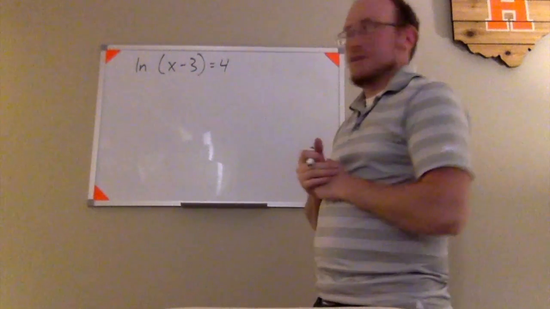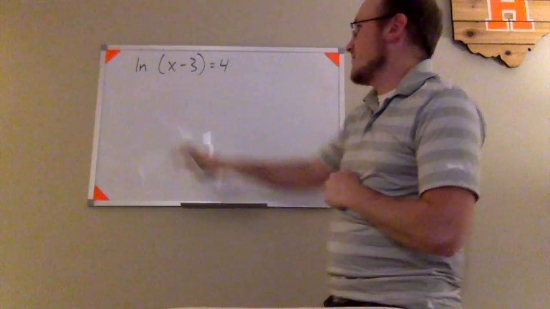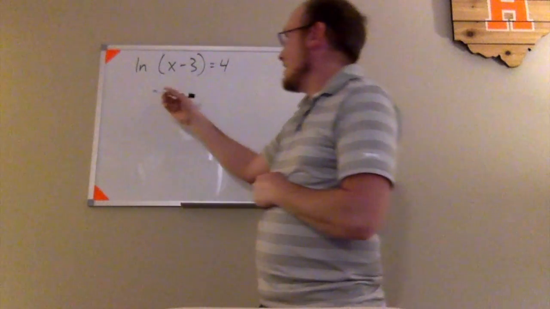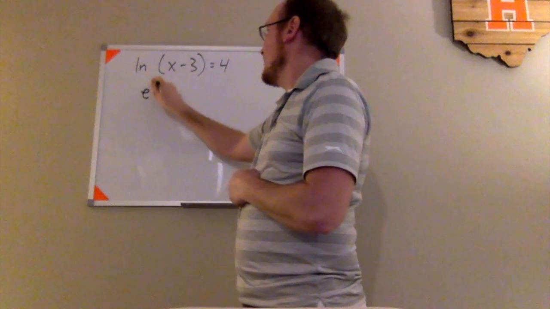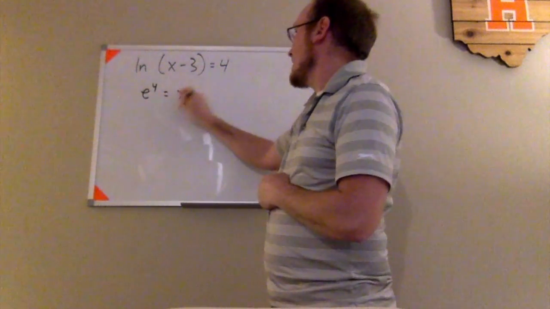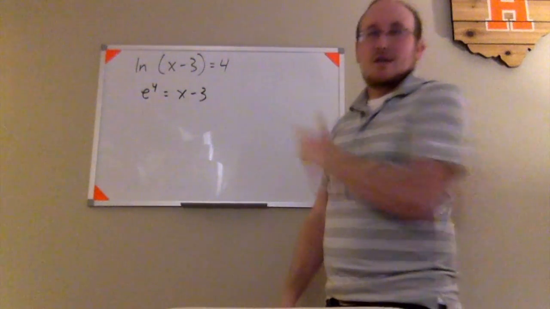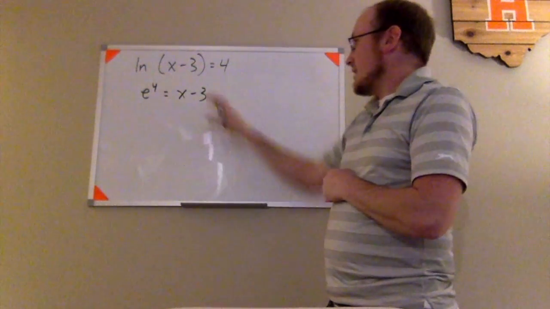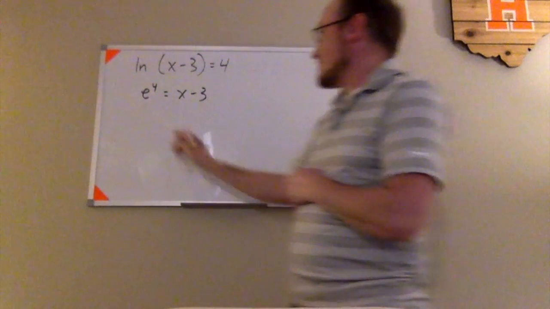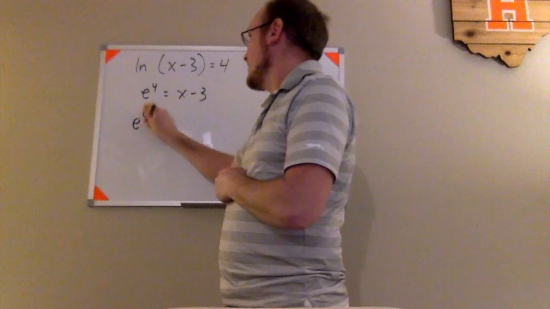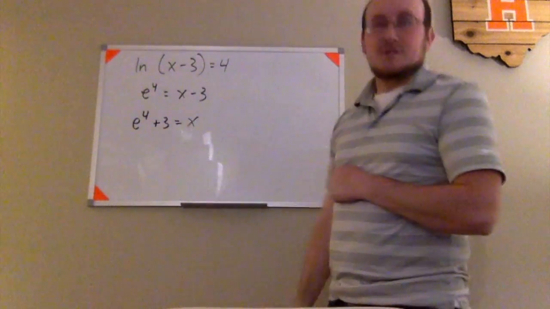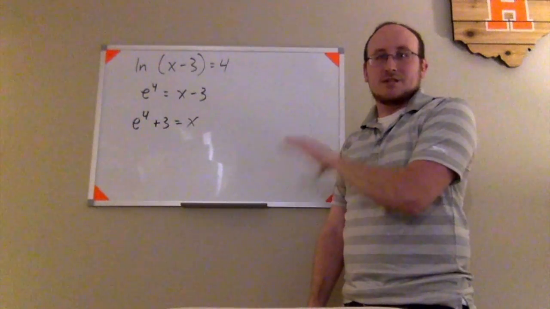So now let's go ahead and look at how to solve this. Let's convert it to its exponential form. The base of the natural log again is e, so this would become e to the 4th power equals x minus 3. Then I have one more step of algebra to solve this for x. I need to go ahead and add the 3 to the other side. So this will become e to the 4th power plus 3 is equal to x. So there's the exact answer, if you wanted the exact solution.